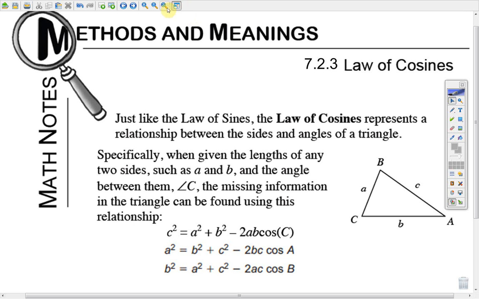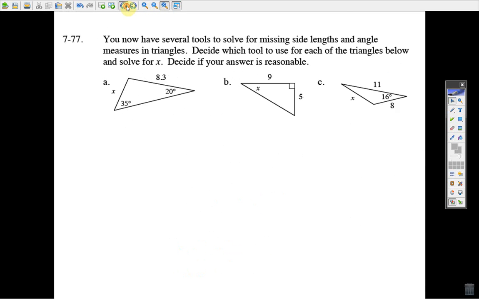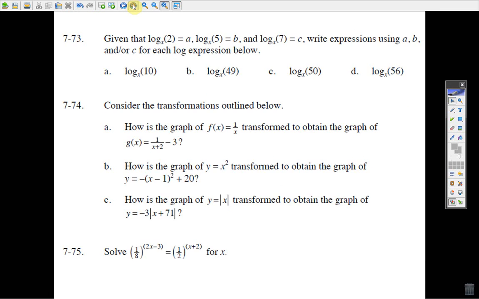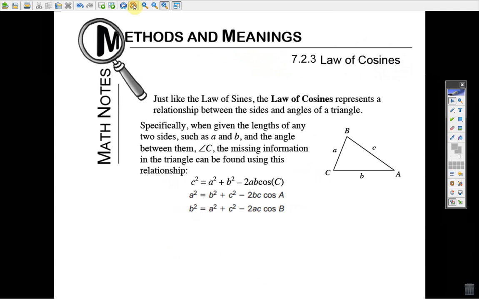But law of cosines is going to let us do some stuff that we weren't able to do with law of sines. If you recall from law of sines, in order to use it, we needed to have an angle and a side that were opposite of each other. So you had to have B or A or C, so that you could set up this ratio and then solve for the missing stuff. Law of cosines is going to let us solve those triangles when we don't have an angle and a side that are opposite each other.